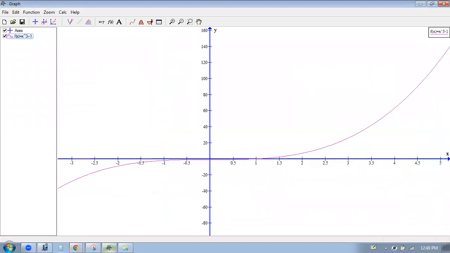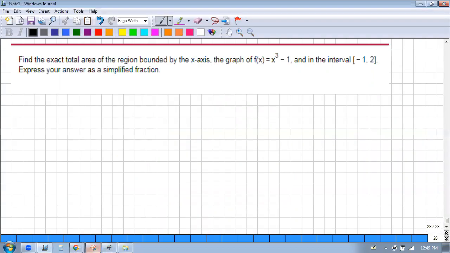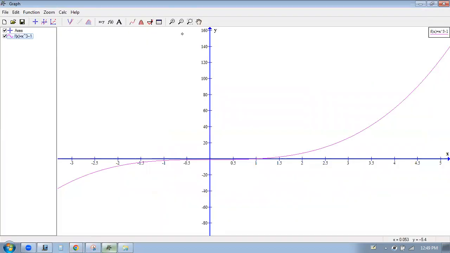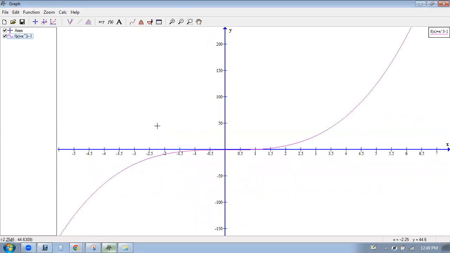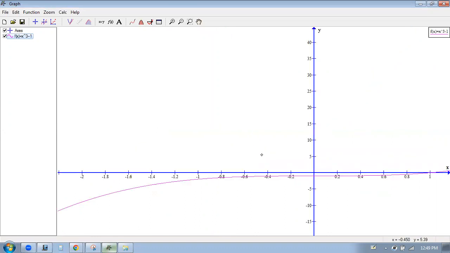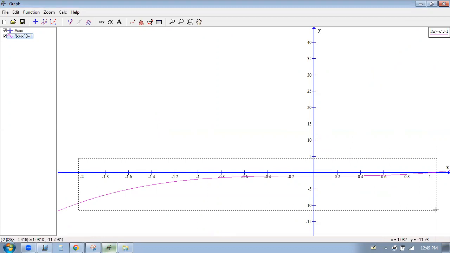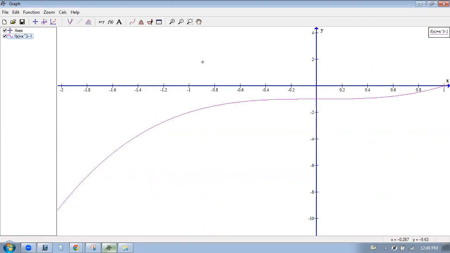I forgot, what was it? -2 to 1. So -2, 1. 2, 1. I'll try it out.